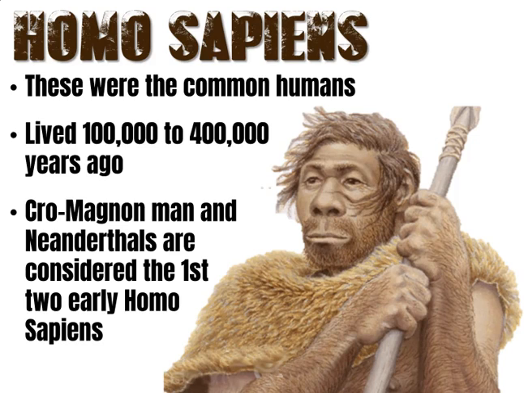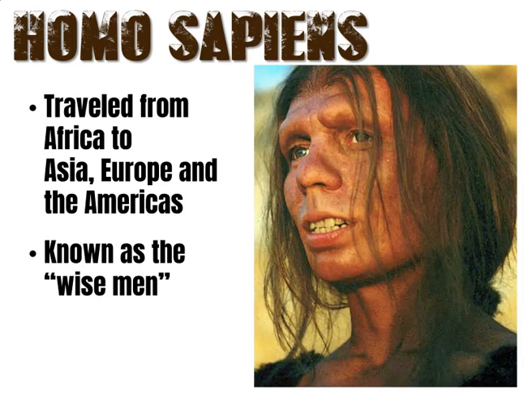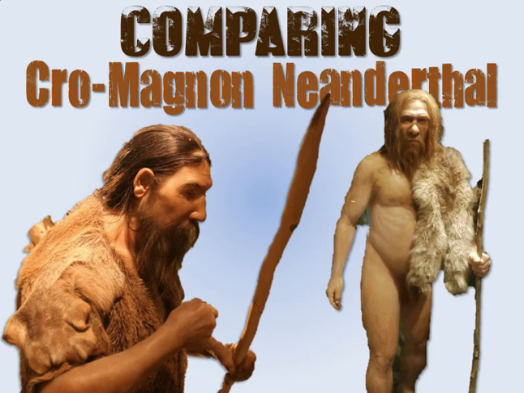This is the 100,000 to 400,000 time. Cro-Magnon and Neanderthals are considered the first two early Homo sapiens. They traveled quite a bit more vastly, from Africa to Asia, Europe, and the Americas, and are known as wise men. That is one of their terminologies. So there are some comparisons here, a different structure.